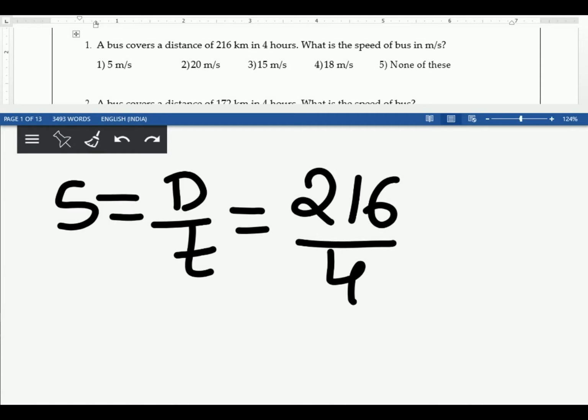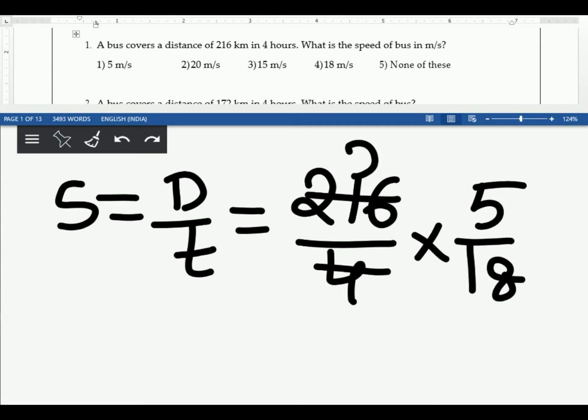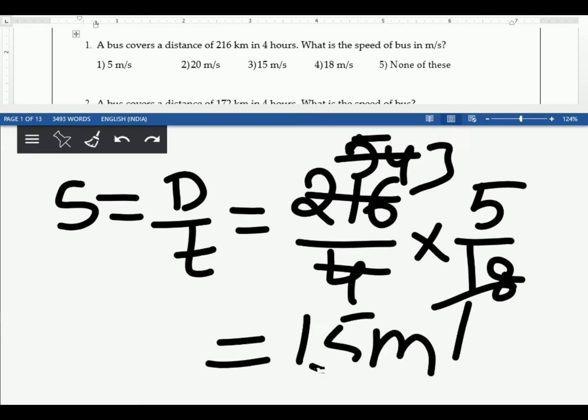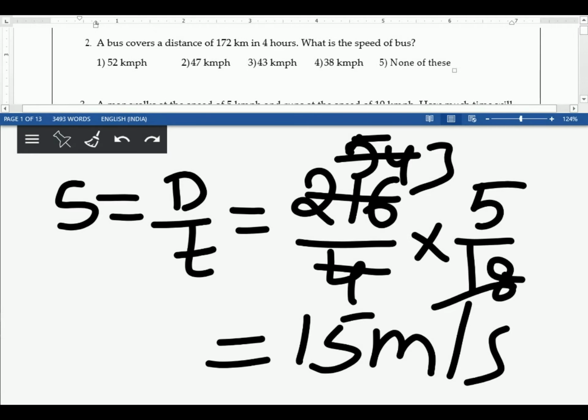In order to convert from kilometers per hour to meters per second, we need to multiply by 5 by 18. 4 table, 54. 18 table, 3 times, that equals 15 meters per second. Third option.